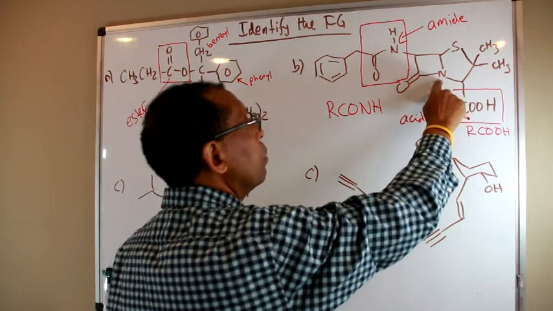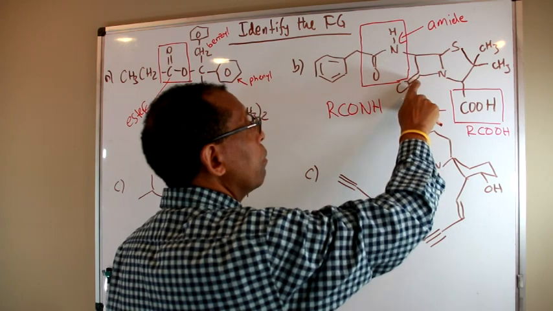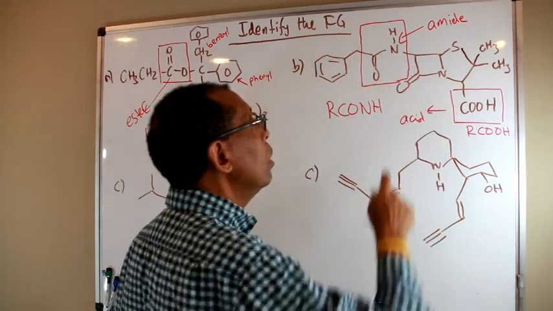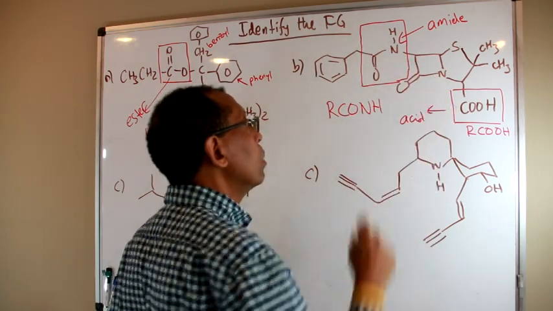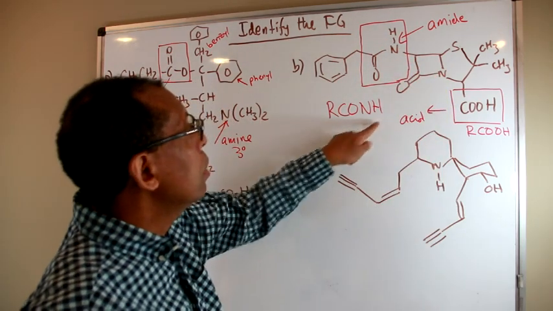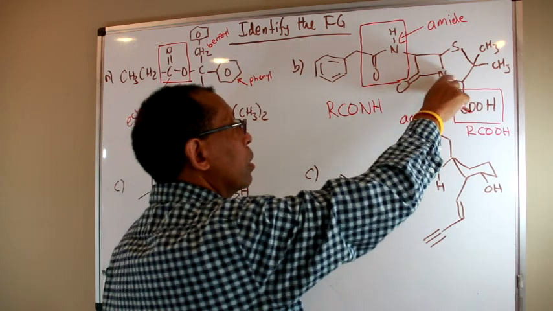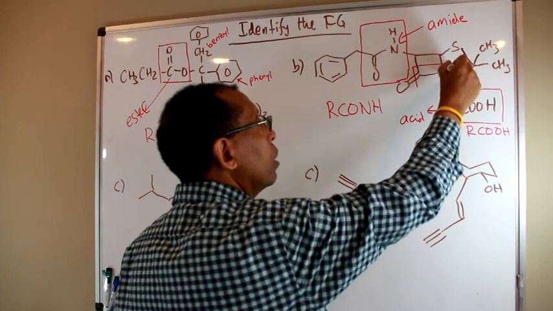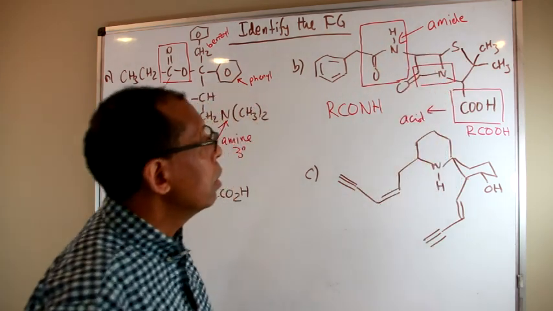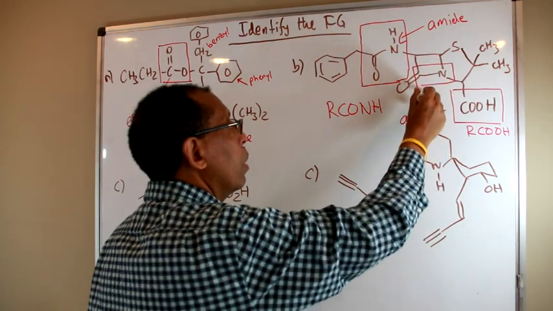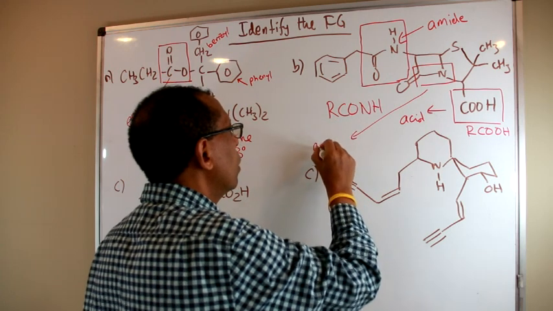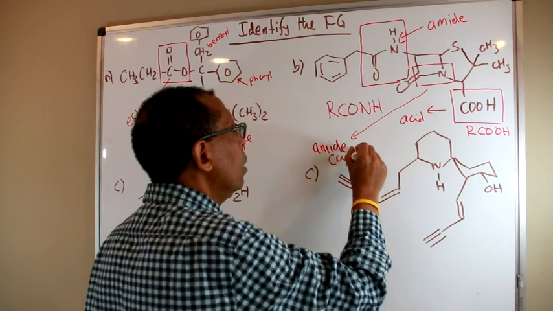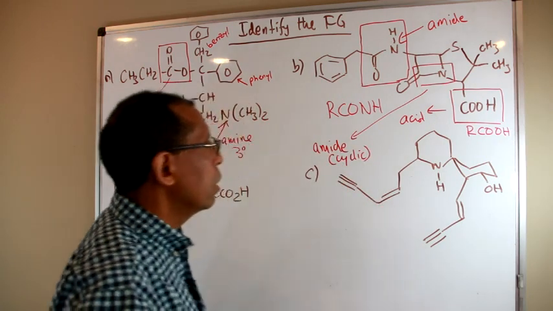And here, if you look at this, you have a C, O and N and R, RCON, which is exactly like this, but it has also another R. So this area is also an amide, but it is in cyclic form, a cyclical amide.